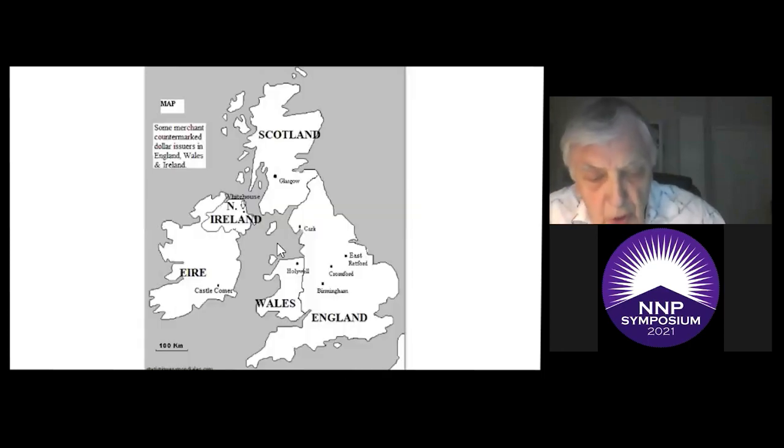This map shows the location of the businesses in England, Wales, and Ireland that are known to have issued countermarked dollars. As can be seen, there were very few issuers here. The majority of issuers were in Scotland, near Glasgow, which is at the top of this photo, and which can be seen in more detail on the next map.